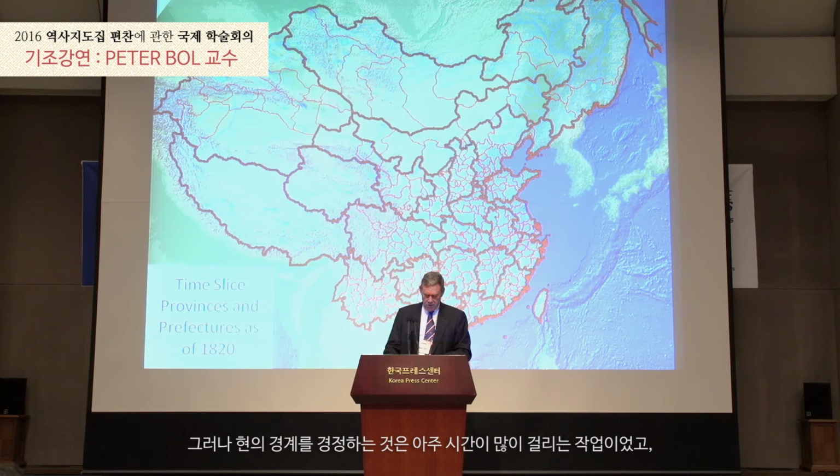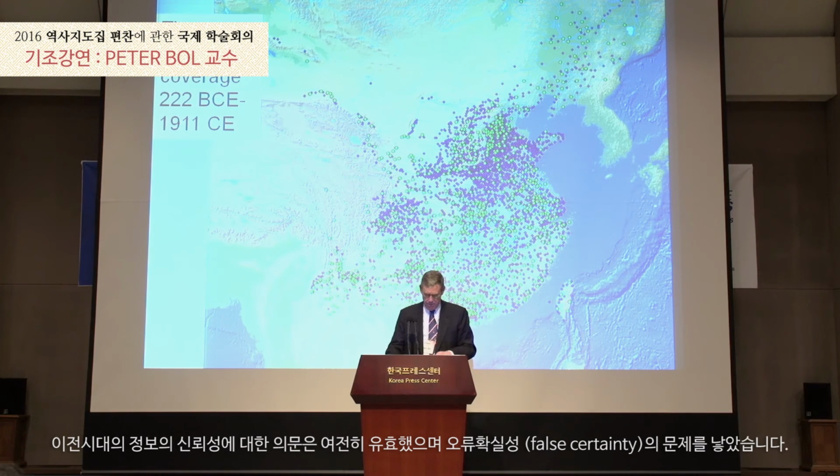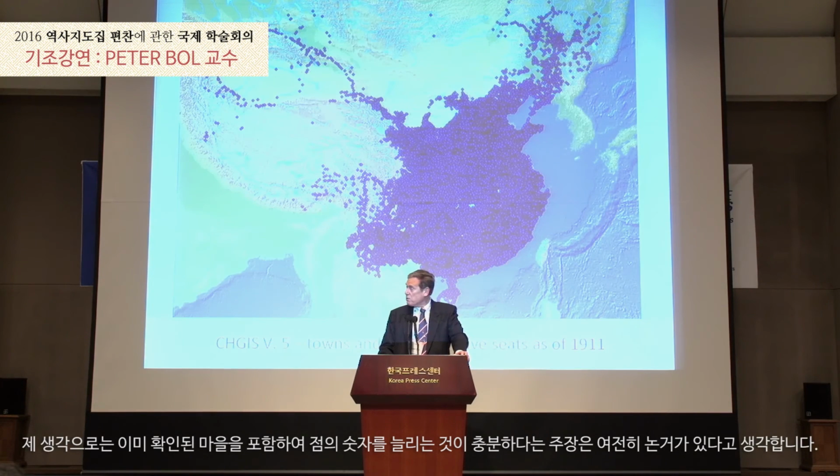1911. But determining the border of prefectures was very, very time-consuming. And their reliability for earlier periods was open to question and created false certainty. I think it can still be argued that increasing the number of points by including known towns would be adequate and in fact a more reliable way of giving people a sense of the administrative order rather than using polygons.